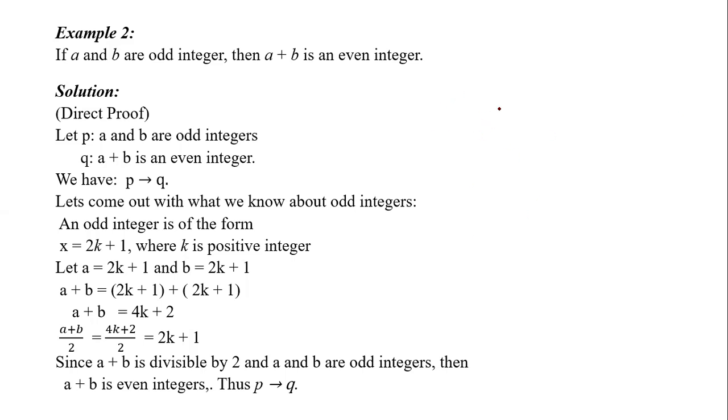So now we know that for even integers, we have x equal to 2m. That's what we know about the even integers. What about the odd integers? So for odd integers, if you name that one to be, let's say, t, it's also given by, or defined by, 2m plus 1.